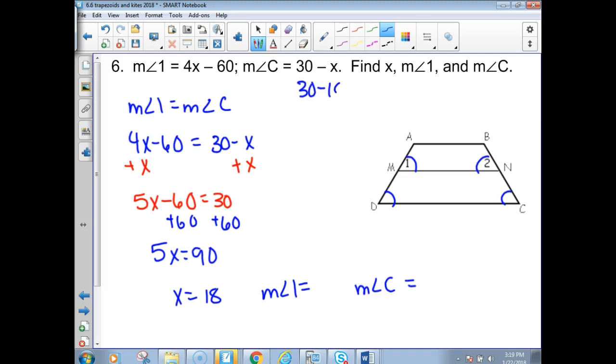30 minus 18 is only 12. 12 degrees. This is definitely not to scale. This would be one pointy looking trapezoid. And angle 1 is also 12 degrees if you plug in 4 times 18 minus 60.